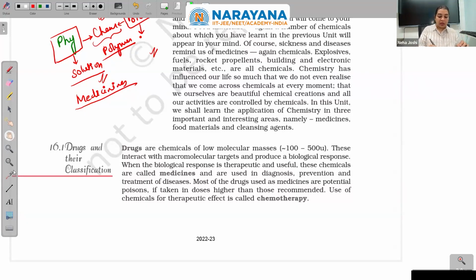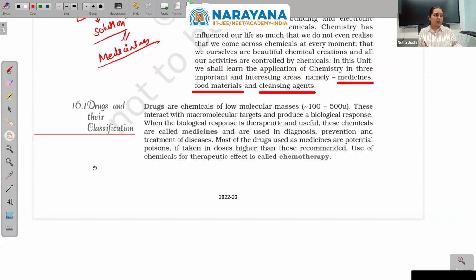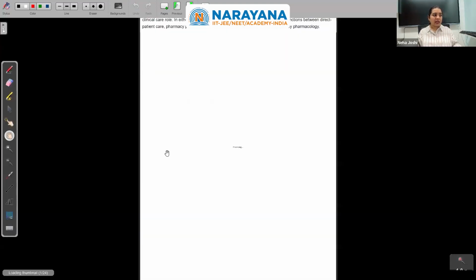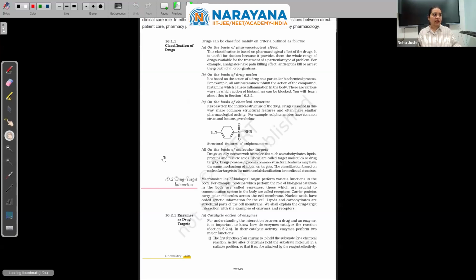This you should remember. Here they are starting the syllabus. What are the three things that we have to learn here? Medicines, food materials, and cleansing agents, that is, detergents and soaps. Three things we will study. Now, if you see 16.1, 16 is a chapter. Sub point 1, they are starting with drugs and the classification of drugs. First I'll just lay an outline, then I'll enter into each and everything. So here they are starting drugs.